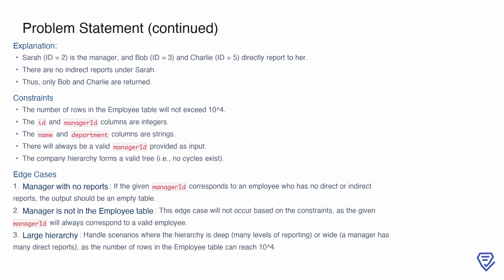Some constraints to keep in mind include the maximum number of rows in the employee table, which is capped at 10,000. Additionally, the company hierarchy is guaranteed to be a valid tree, meaning there are no cycles. This ensures that the reporting structure is well defined. Finally, edge cases to consider include scenarios where a manager has no reports at all, which would lead to an empty output table, or situations where the hierarchy is very deep or wide, which the solution must handle efficiently.